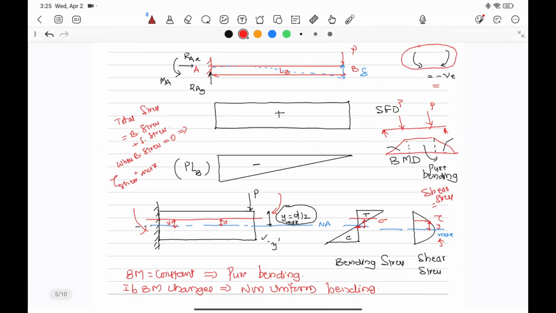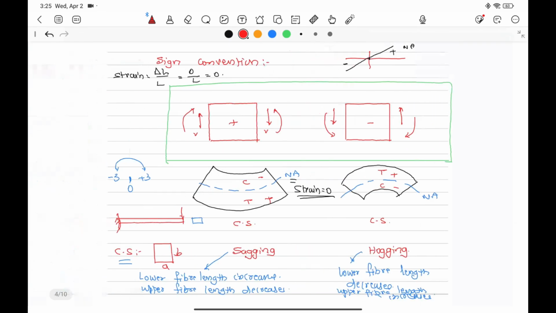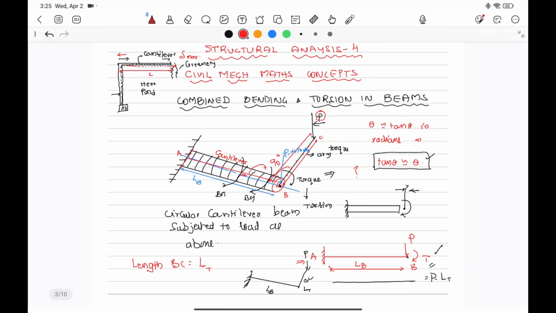Next, in the next class, I will be going for the shear stresses. Once shear stresses are over, then we will go for combined, then torsional. What is twisting and torsion? Then we will go for combined bending and torsion in beams. One by one we will go. I feel it may take 4 to 5 lectures. Please bear with me. I want to explain in detail.